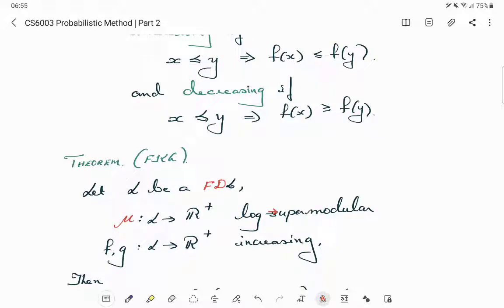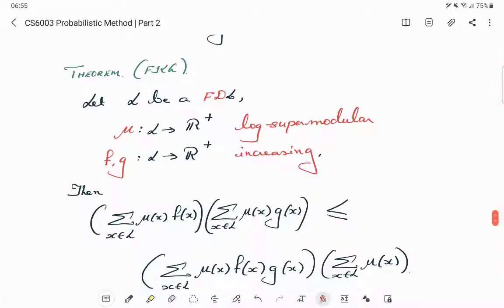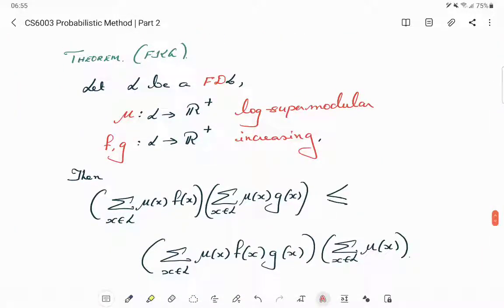Mu is a log supermodular function from the lattice to non-negative real numbers, and f and g are both increasing functions from this lattice to non-negative real numbers. So L is a finite distributive lattice, mu is log supermodular, f and g are increasing. Then this is the conclusion of the FKG inequality. I know it looks like an extremely lengthy formula. We will state a compact version soon enough, but currently try to interpret this.